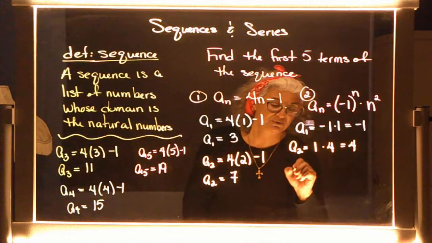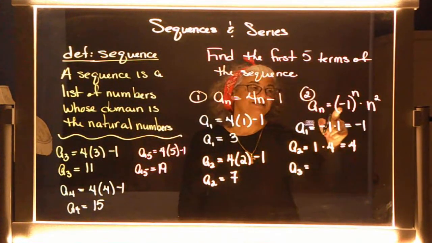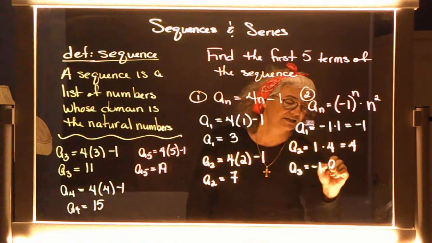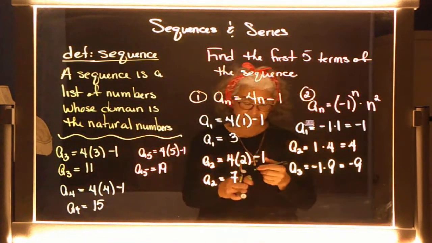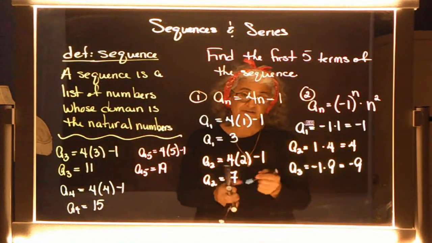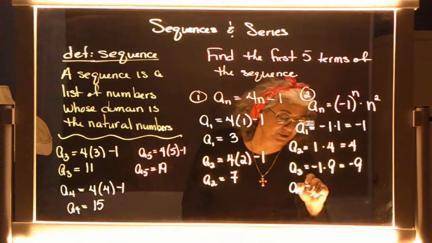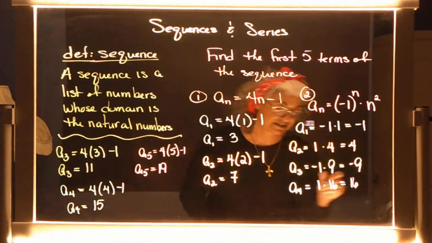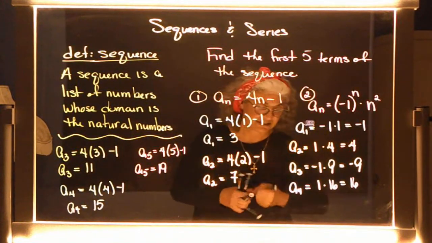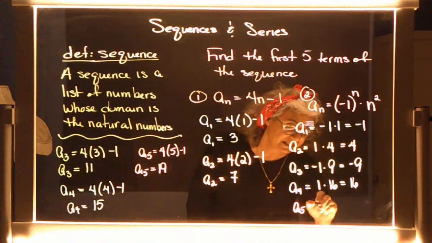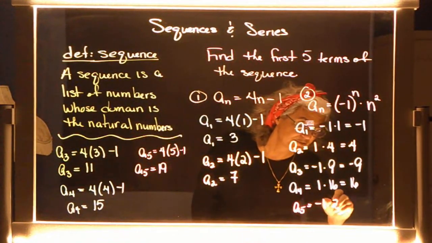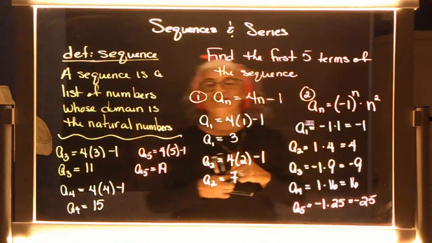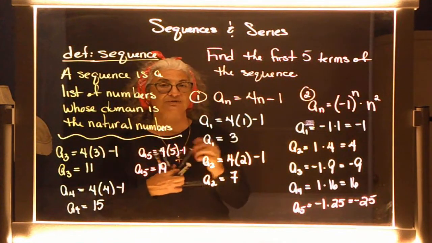How about term number 3? -1 to the power of 3 is -1. 3 squared, 9, which gives you -9. Term number 4? -1 to the power of 4 is +1. 4 squared is 16. That gives me 16. And last but not least, term number 5 is -1 times 25, which is -25. Cool? This stuff isn't too bad, so don't go looking too deep for anything hidden.